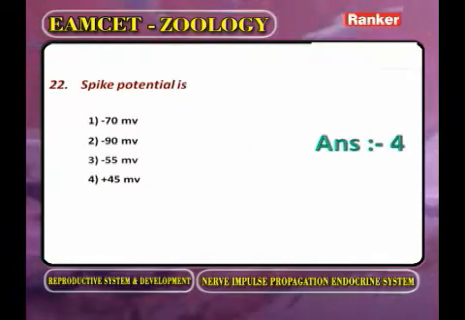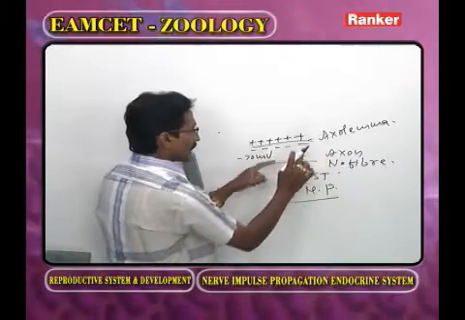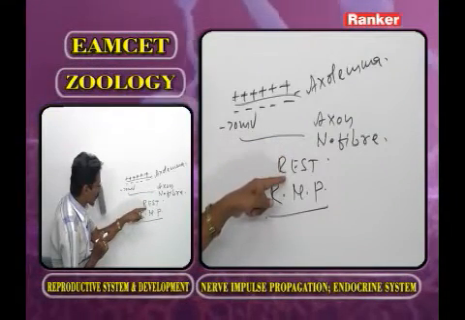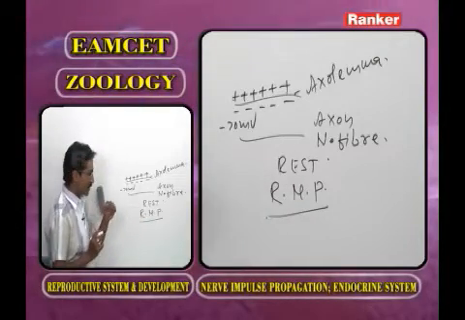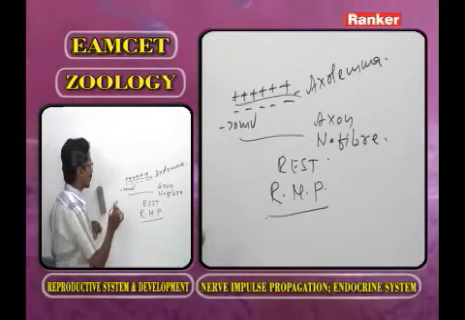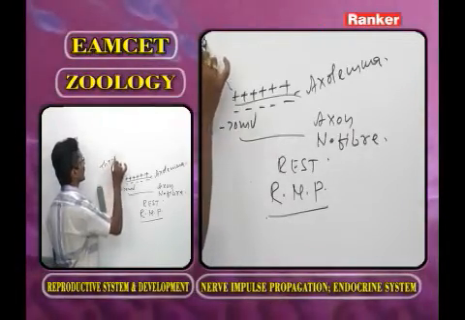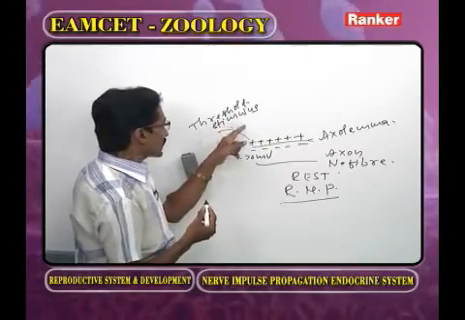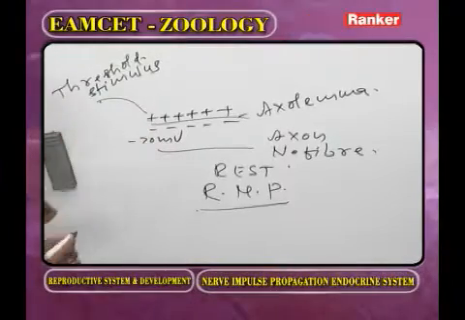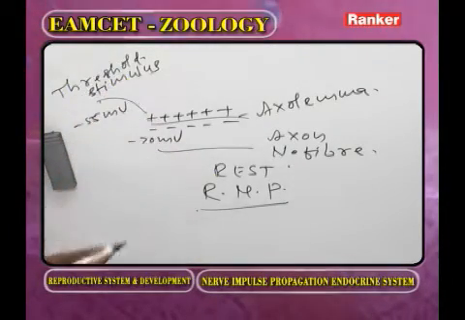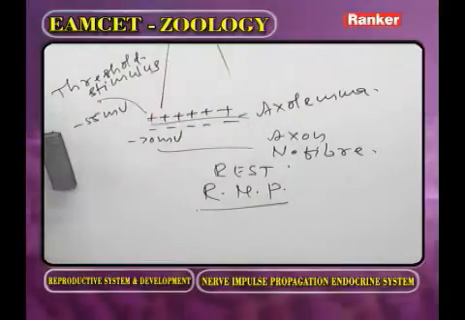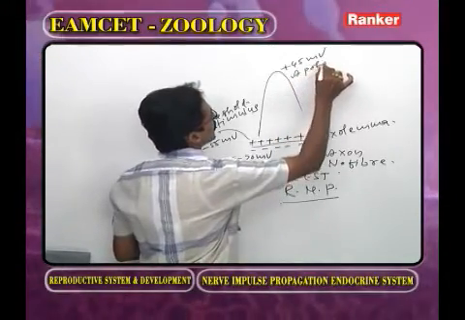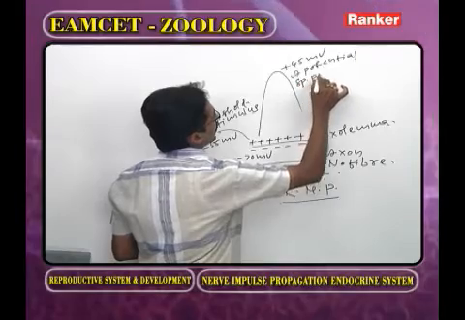What is meant by spike potential? Whenever the axolemma is at rest, what is the potential? The resting membrane potential, which is minus 70 millivolts. Now we are giving what type of stimulus? The threshold stimulus. Because of the threshold stimulus, minus 70 millivolts becomes minus 55 millivolts and suddenly rises to plus 45 millivolts. This we call the action potential, or the spike potential.